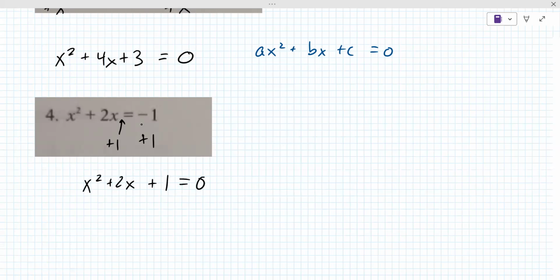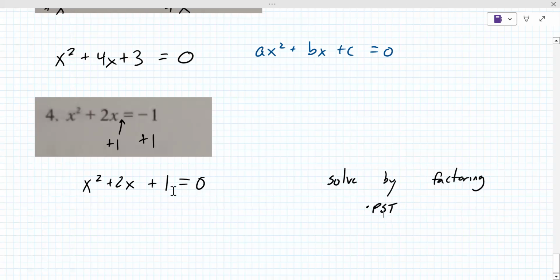Now the rest of the instructions say to solve by factoring. So there's a bunch of different types of factoring that we might see. This one is called a perfect square trinomial, which isn't really important, but it would shorten it if you were really fast at recognizing the type and knowing how to do it. If you don't recognize it's a perfect square trinomial, you have to go back to the basics, which is two numbers that multiply to 1 but add to 2.